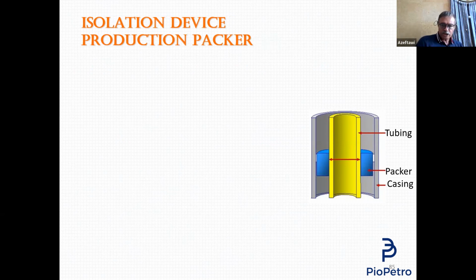We need to talk about the production packer. This is the third device, which is the isolation device. Isolation device, we said it is packer. In this drawing you have in front of you, the yellow one is the production tubing, the gray color is the casing, the blue color is the packer, which makes the seal.